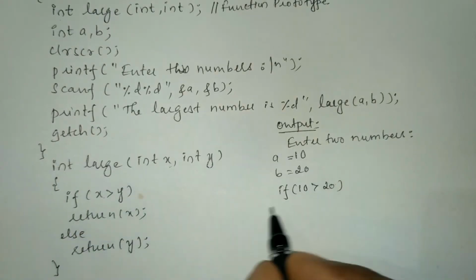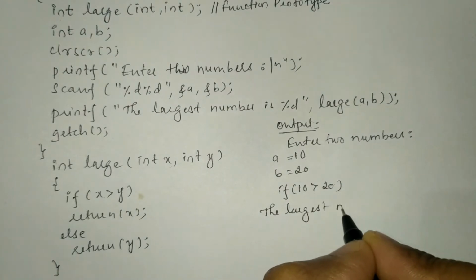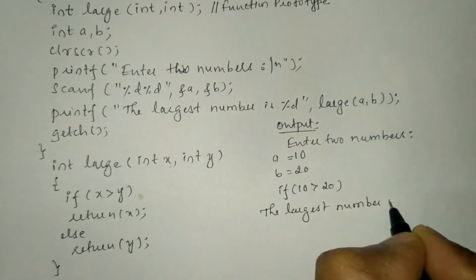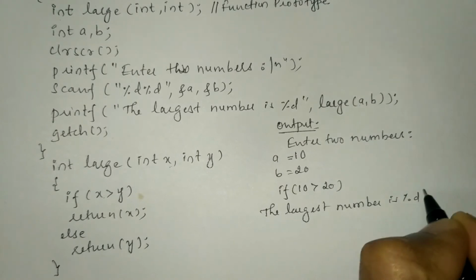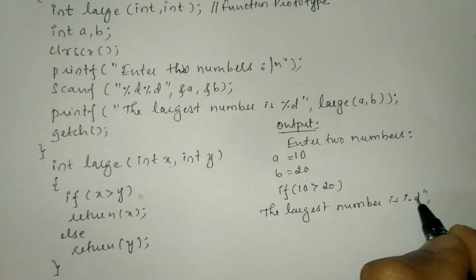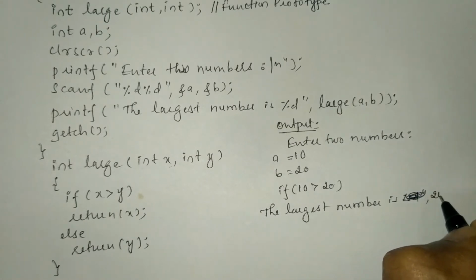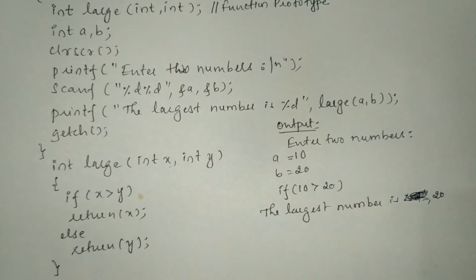So it is going to print the largest number is %d, and the double quotation mark, and here we are going to print the actual number. So the largest number is 20 will be printed, right? Yes.